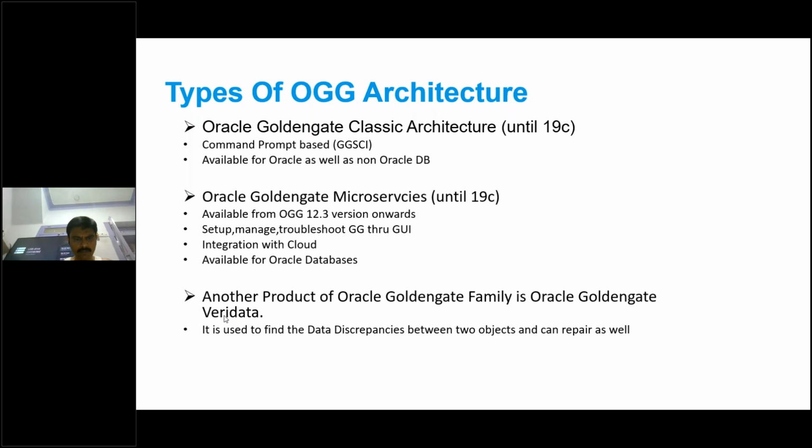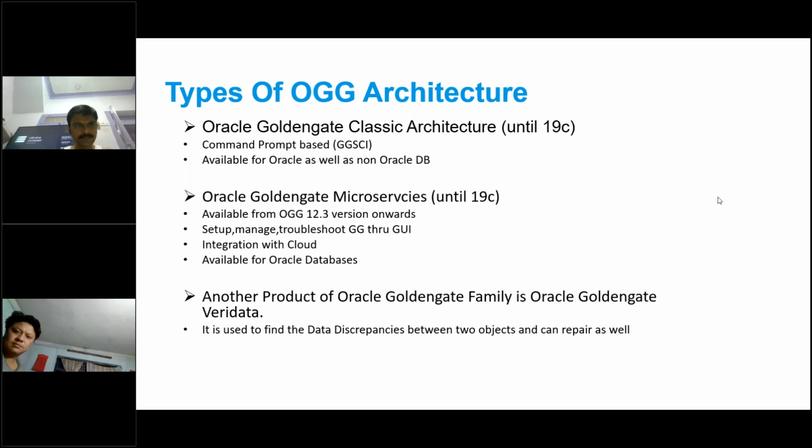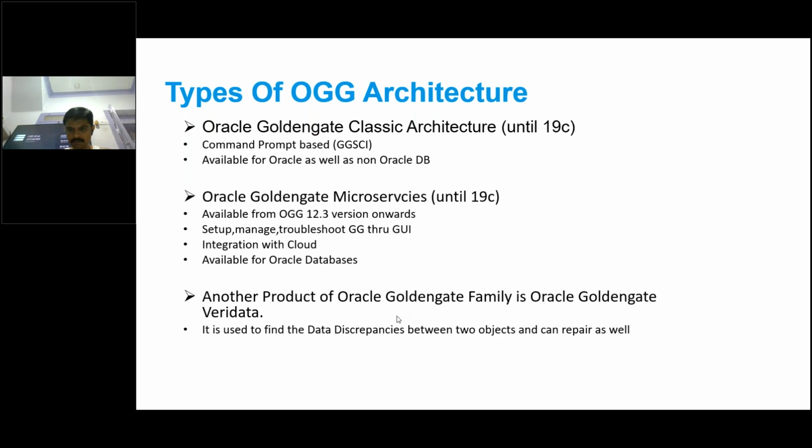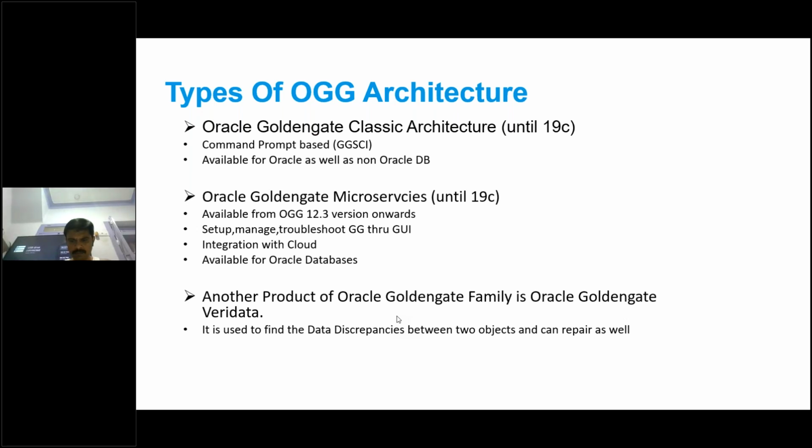The advantage of using Veridata is that it can identify any production issues. Data is everything for any organization, so if any data issue comes, it can cause havoc. To overcome that, Veridata is used to find the data discrepancies, and you can repair your discrepancies as well. By repair, we mean that those 1,000 discrepant records can be repaired using Oracle Goldengate Veridata.